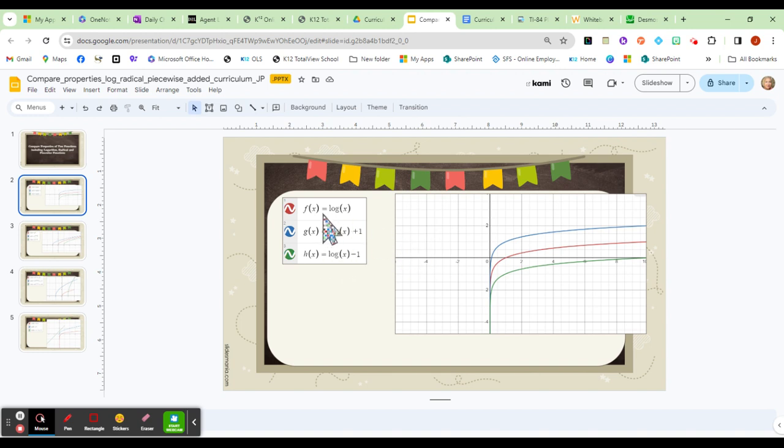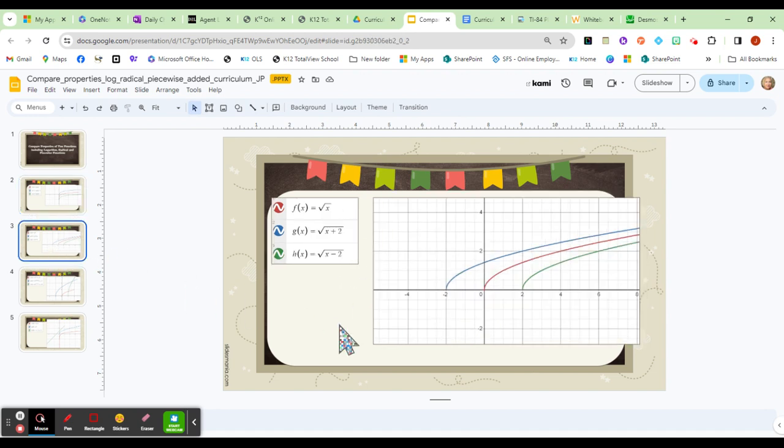If we look at the equation of the red graph, log of x, versus the equation of the green graph, log of x minus 1, because you have that minus 1 on the outside, that's what we call a vertical shift or a vertical translation or a vertical transformation. And that's why the green graph is 1 unit below the red graph. So again, comparing log functions.